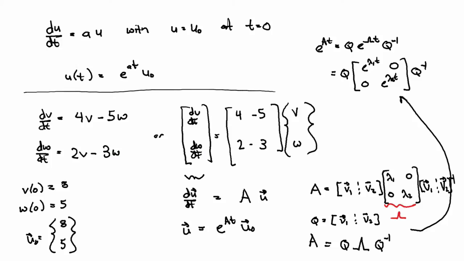Now we can actually solve for e to the at more easily because of e to the lambda t. Because lambda is special, it's a diagonal matrix, e to the lambda t is, in fact, just the diagonal entries, each with e raised to the diagonal entry's power. I'll show you that in just a second. So we can very easily solve this system of differential equations using what we know about eigenvalues.